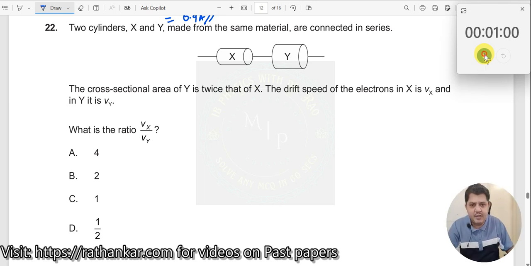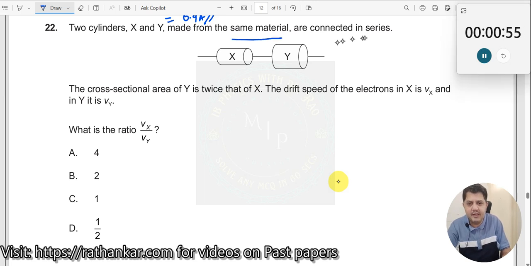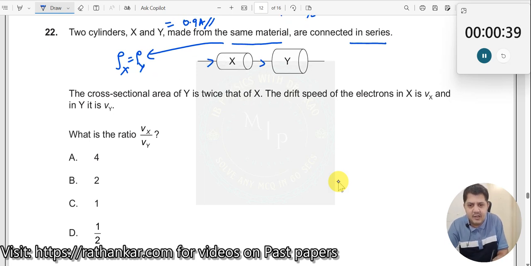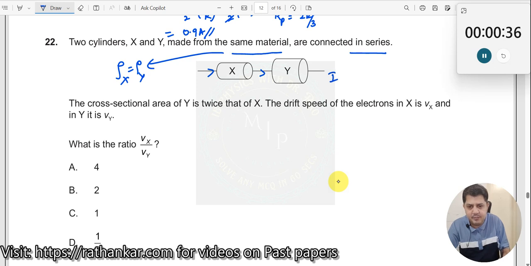Question number 22. Two cylinders X and Y are made from the same material, connected in series. When they say it is connected in series and you are talking about a problem in electricity, material is not talking about density here, we are talking about resistivity. So rho X should be equal to rho Y, and they are connected in series, which means the current whatever flows here is the same, so I should be the same over here.